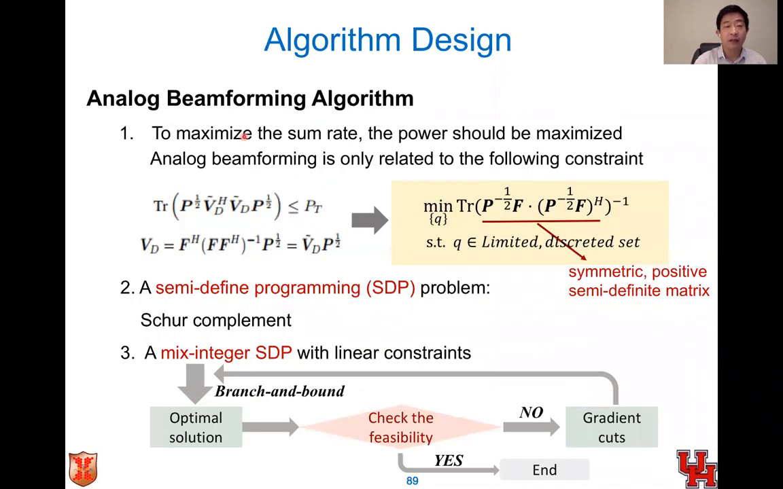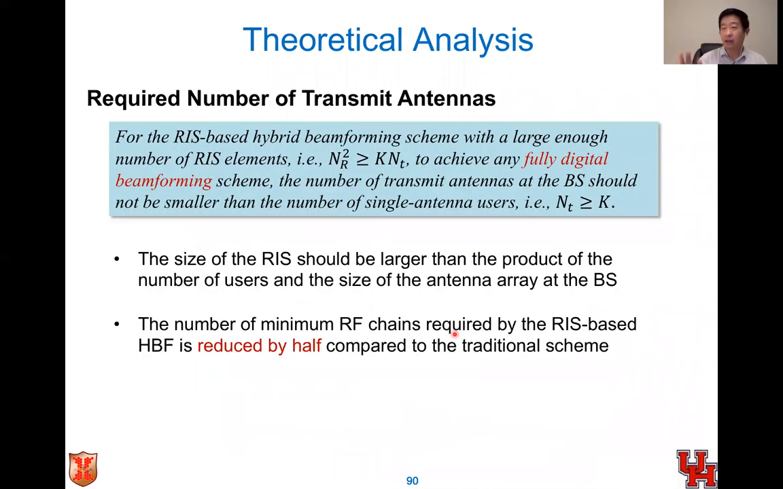But for analog beamforming, to maximize the sum rate, the power should be maximized, and it is only related to the following constraint. So we use a semi-definite programming problem to maximize this analog beamforming, and then we do an iterative solution. Also we have to select where the RIS elements are, and this is the integer part. So here it becomes a mixed integer semi-definite programming problem. We use a branch and bound method to decouple the integer part and the continuous part. For the continuous part, we further decouple into the digital beamforming part and the analog beamforming part. Finally, we can find a feasible and near-optimal solution. And then how many antennas do we require?